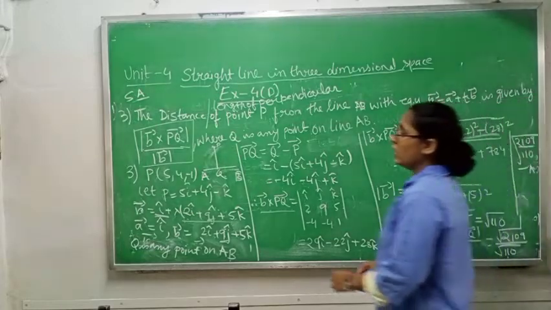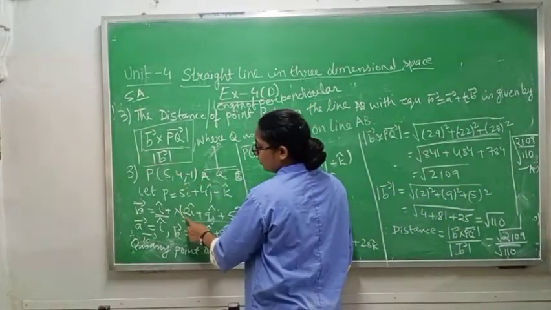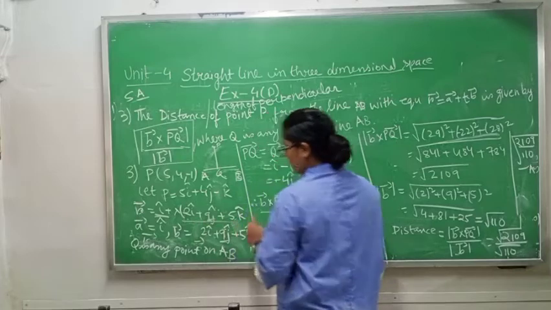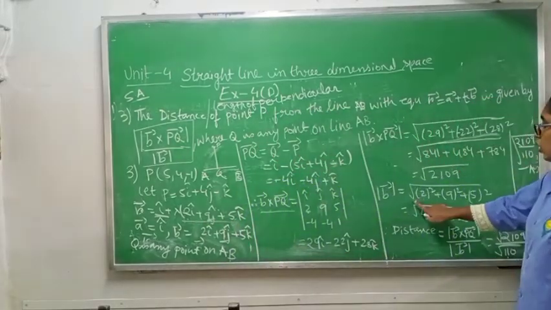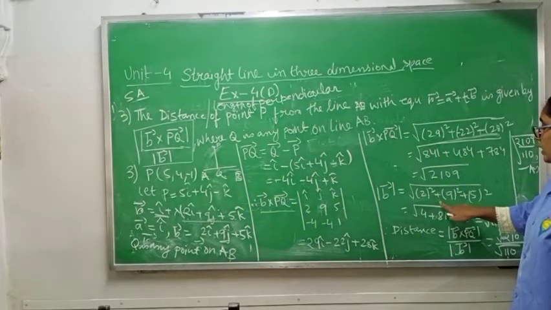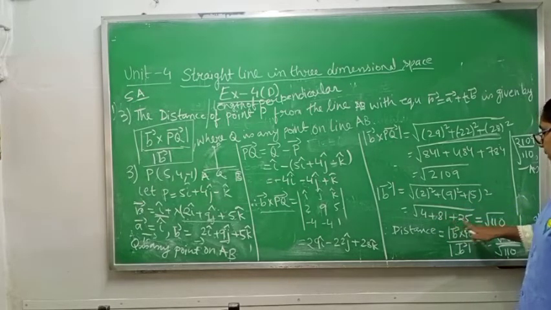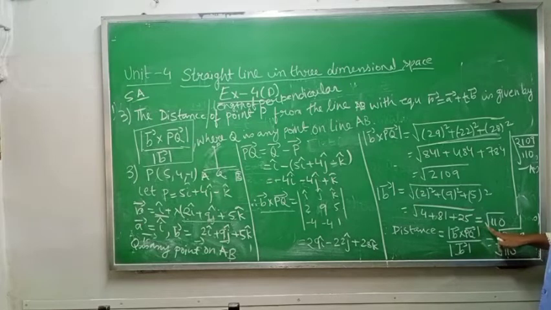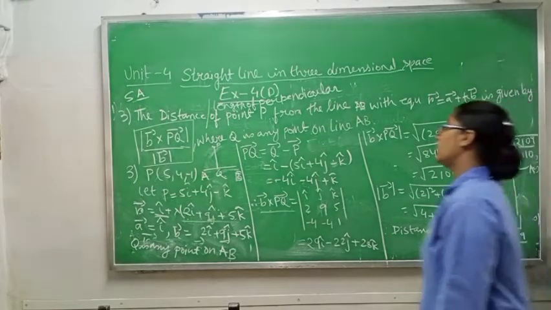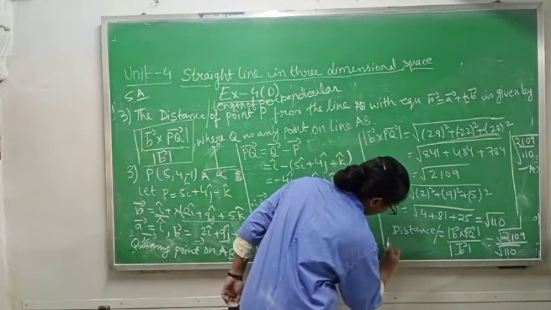Now you have to find the mod of the b vector. The b vector is 2i cap plus 9j cap plus 5k cap, which means you take the mod, root over 2 square plus 9 square plus 5 square. You will get 4 plus 81 plus 25, and when you add up, you get root over 110.